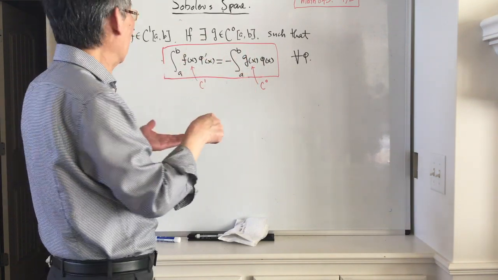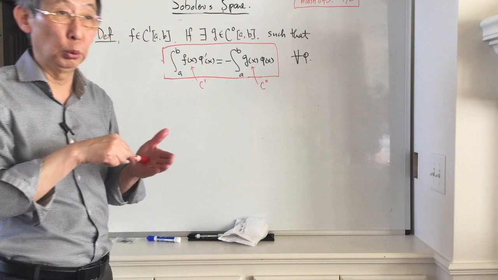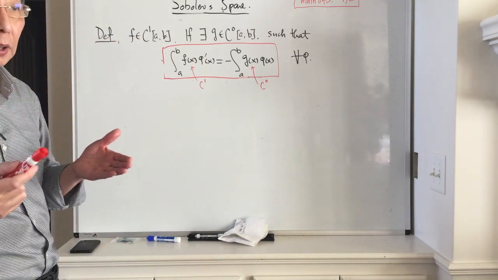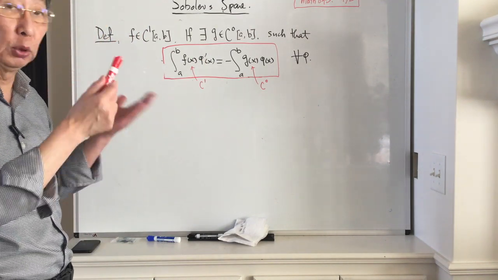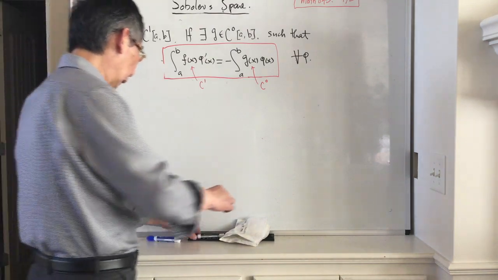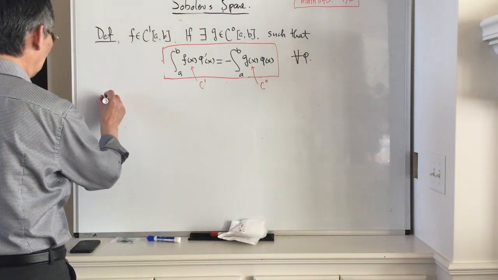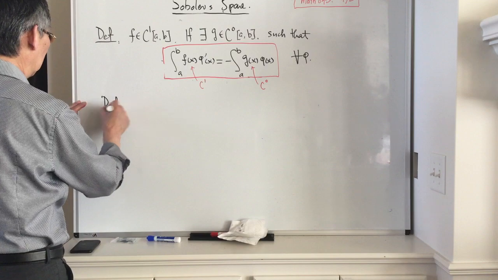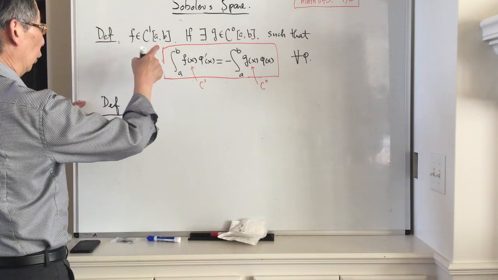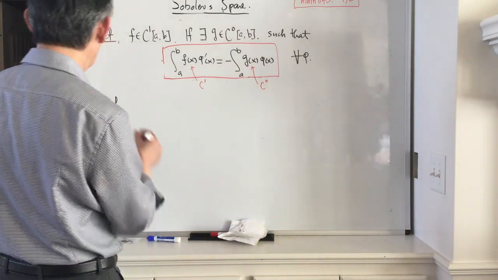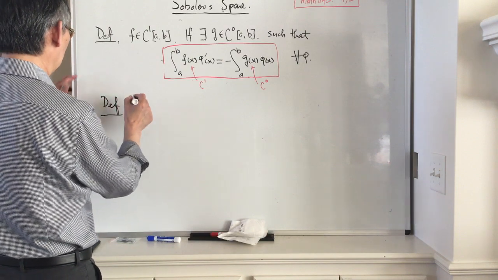If that happens, then this function is not going to be the strong derivative in the traditional sense, but we can consider this kind of weak derivative. So therefore, I can define it this way. There's another definition here. The earlier definition was about the global definition of the C1 function. Here is a definition for the weak derivative.